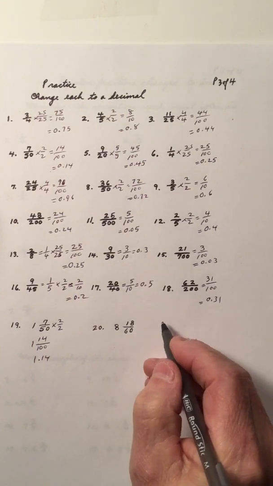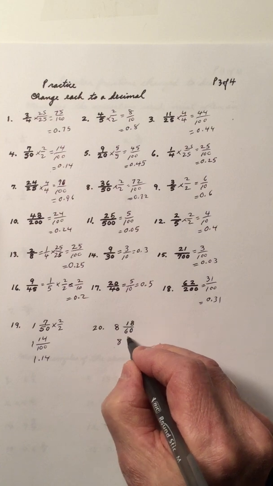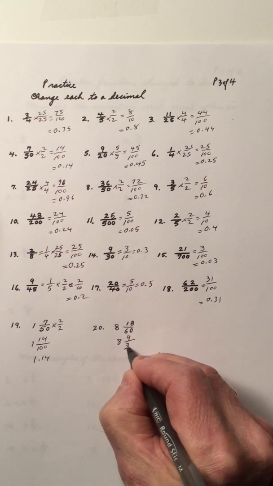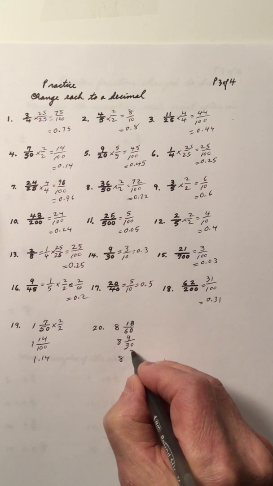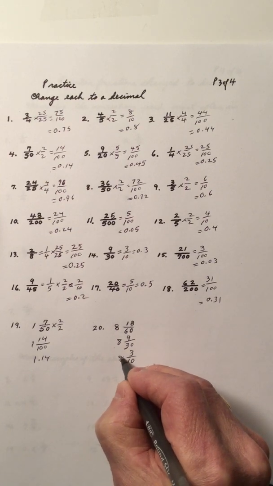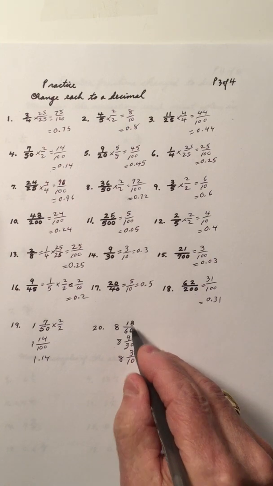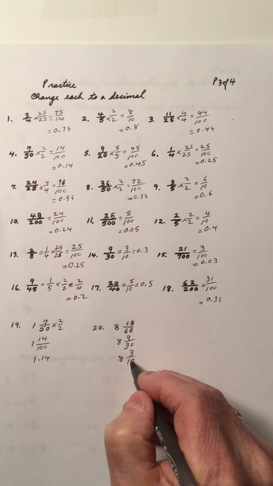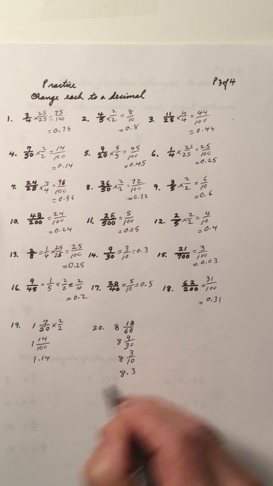60 can't go into 100, but I see a 2. So 2 and 9 and a 30. No, 30 is not good. 3 and the 9 goes 3. 3 and 30 goes 10. 10 is good. I could have divided by 6 into 18 to get 3. 6 into 60 goes 10. So that's 0.3.